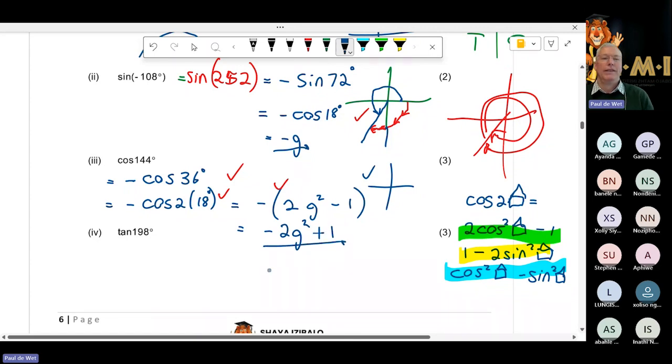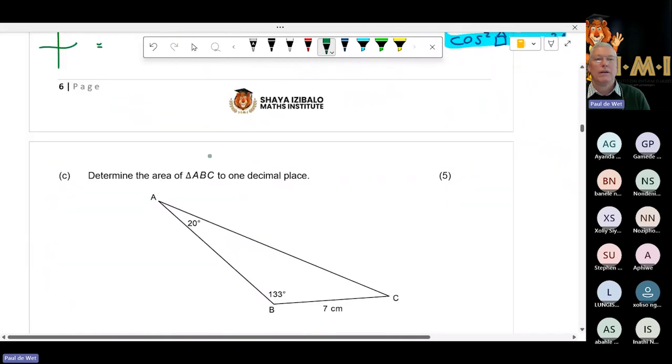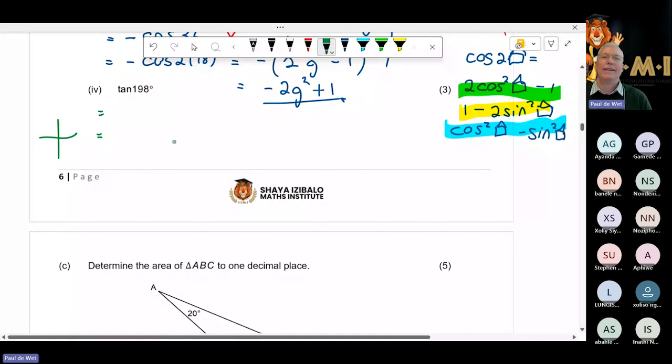All right, now tan of 198, someone. Which quadrant are we in? 1, 2, 3, or 4? 198 equals 180 plus 18. Yep. Well done. So guys, that's excellent, and I'm giving you 1 mark.